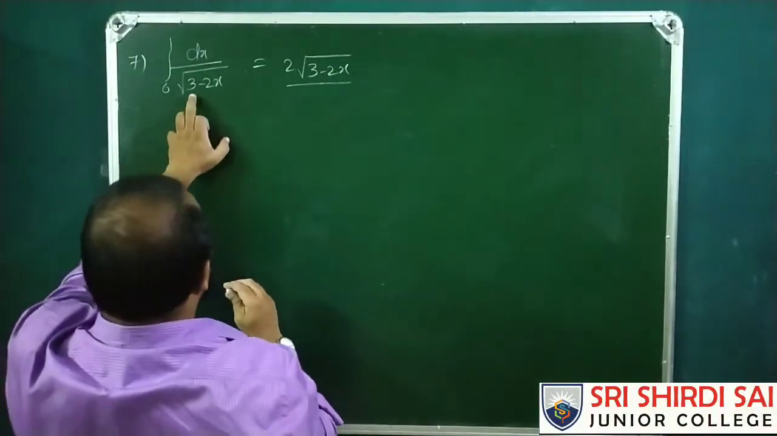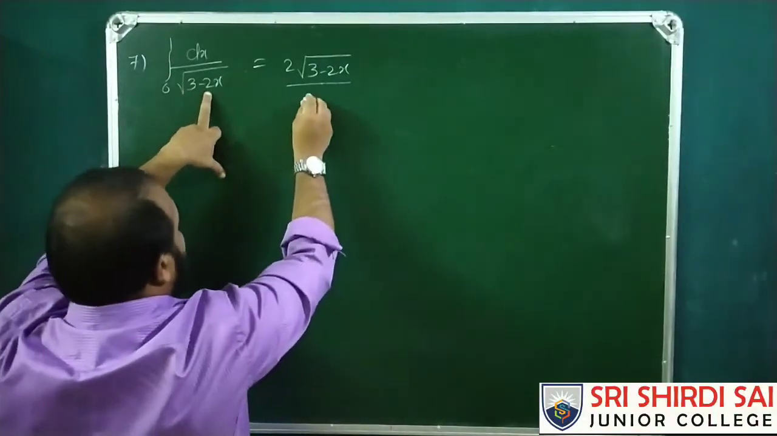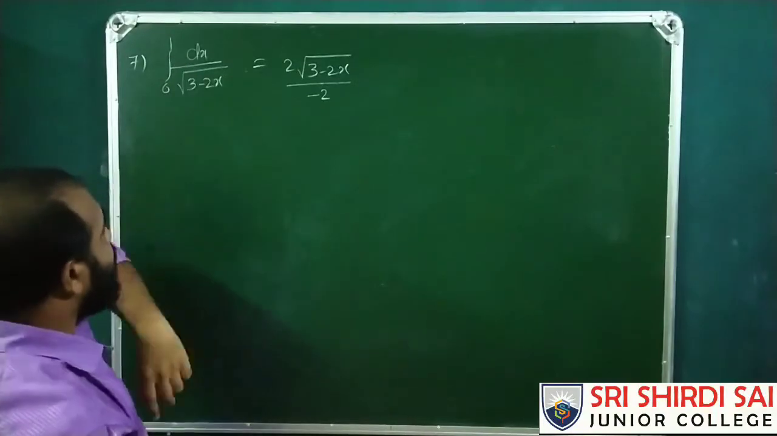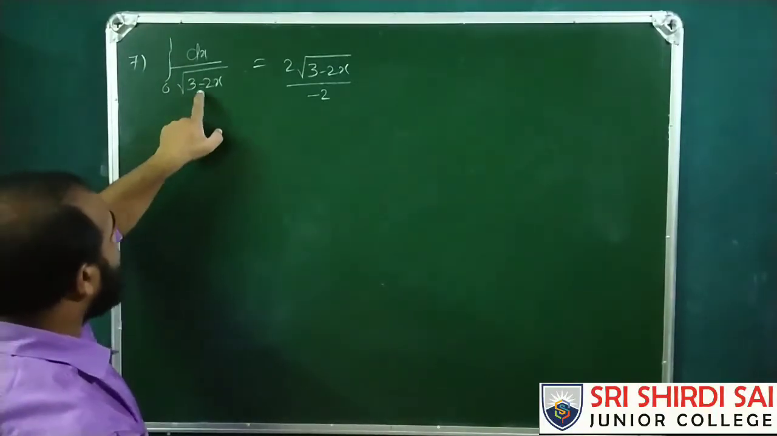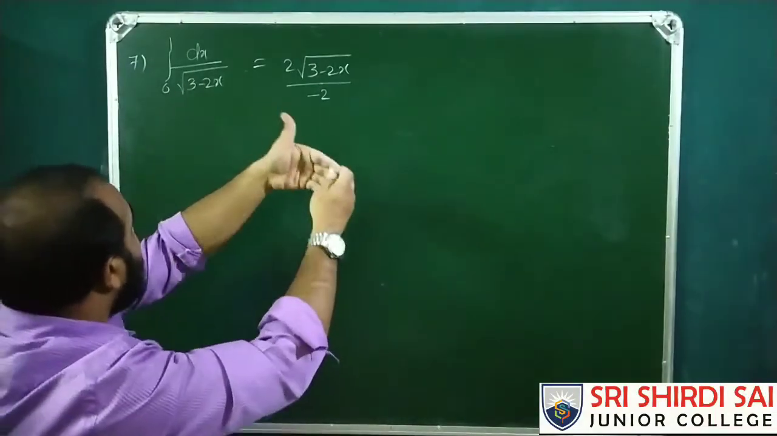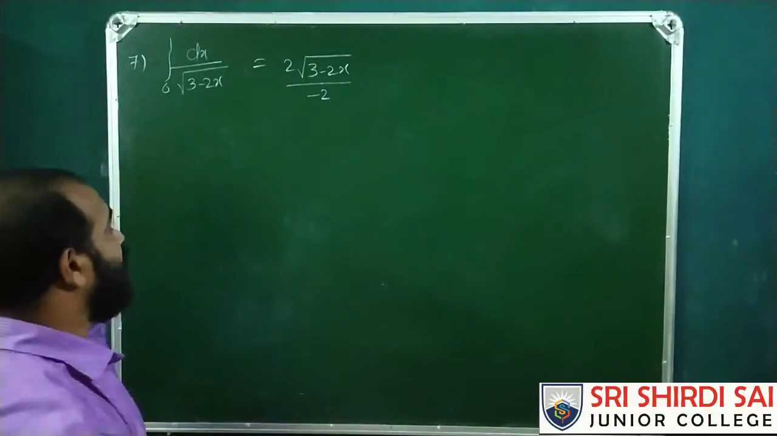So what is d by dx of 3 minus 2x? 3 is 0, minus 2x is minus 2. Why are we dividing? Because in differentiation, whatever we have taken to be x, we used to multiply by d by dx of that in the first year.